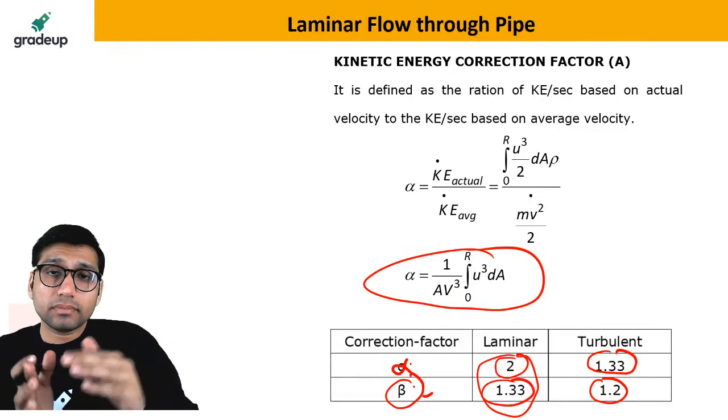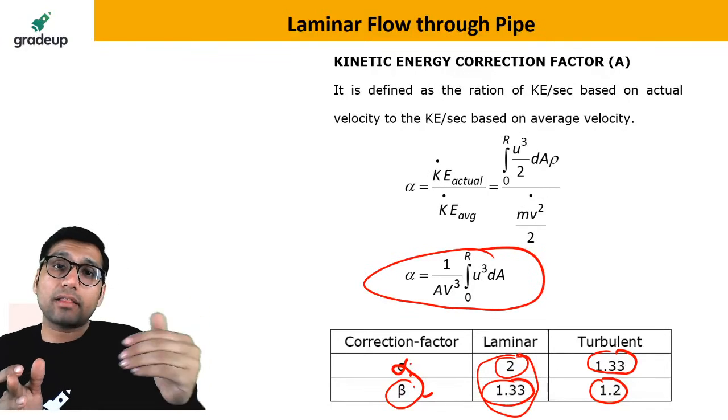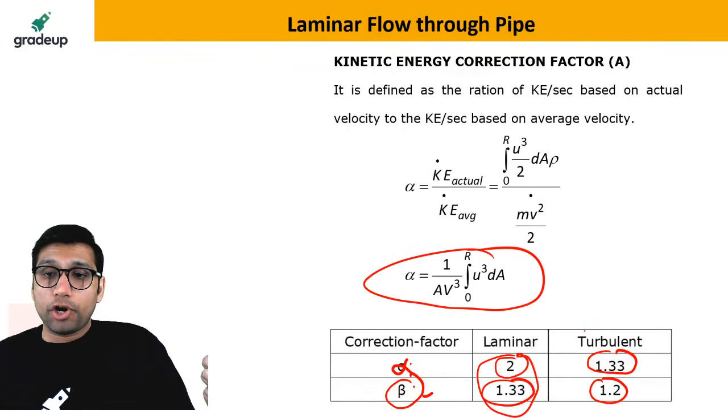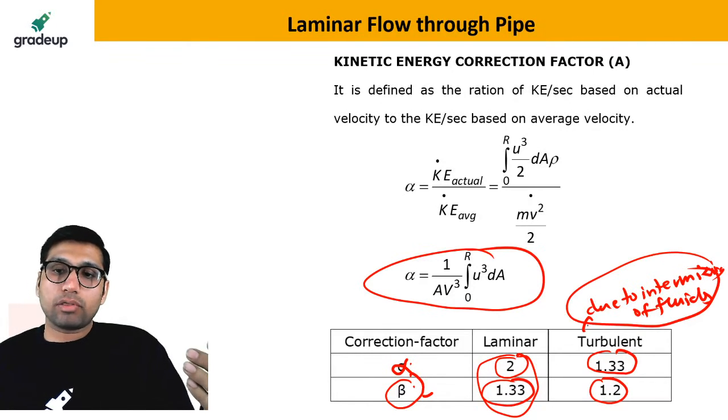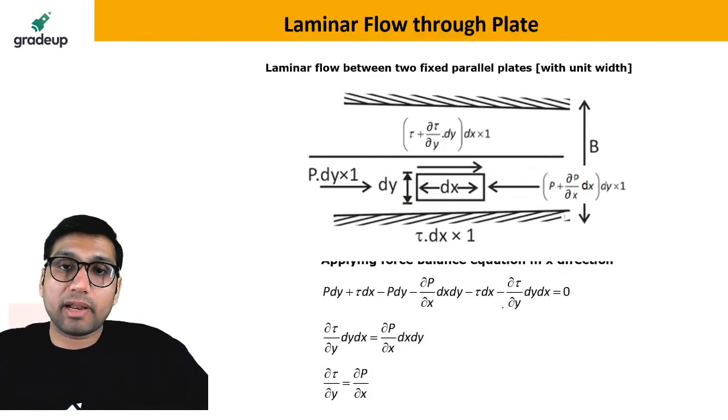Because there is less mixing of the fluid particles in laminar flow, but in turbulent flow, due to intermixing of the fluid, the velocity variation is less. Because of that, the value of the correction factors are less for turbulent flow as compared to laminar flow.